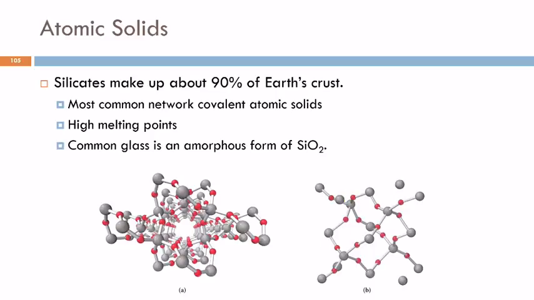So glass is amorphous, it doesn't have a crystalline structure. Things like quartz have a crystalline structure, an arrangement of their atoms. And these are going to also have high melting points.